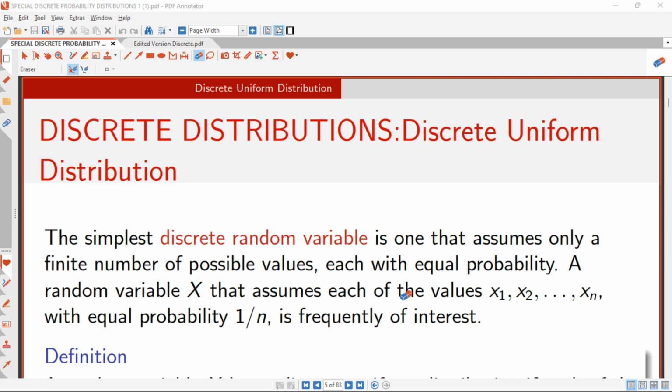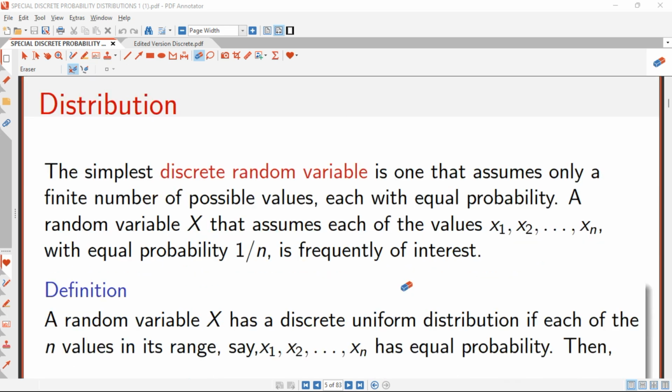Discrete uniform distribution is used to model a finite number of possible values of a random variable with equal probabilities. That is just telling us that if you have different observations for a particular random variable, all these observations must have equal probabilities, right? So for instance, if you have x1, x2, x3, x4, the probability for x1, x2, x3, x4 must be the same, right?